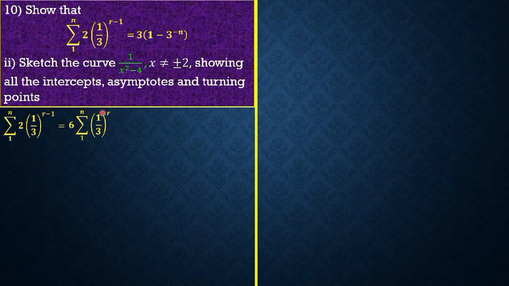We can divide it. We are going to have 1 third raised to the power negative 1. The negative 1 third can multiply these two to give us 6, so we can put a 6 outside. So if we do that, this is what we are going to have.